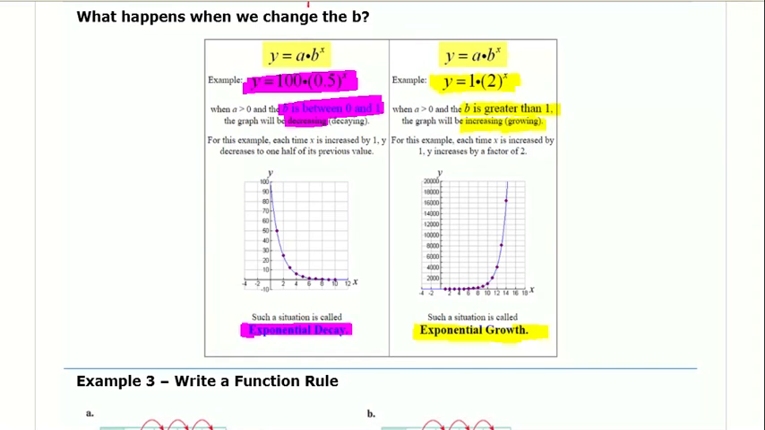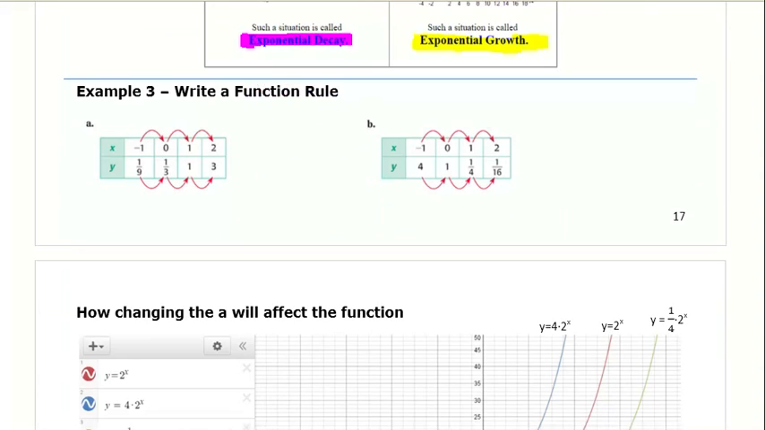Okay, so let's look at these functions here and write some rules. We're going to identify if it's going to be a growth or a decay. As we go across our x's, we're adding 1 each time. For our y's, if we multiply 1/9 times 3, that would be 3/9 or 1/3. 1/3 times 3 is 1, and 1 times 3 is 3. So we are multiplying by 3 across our table.